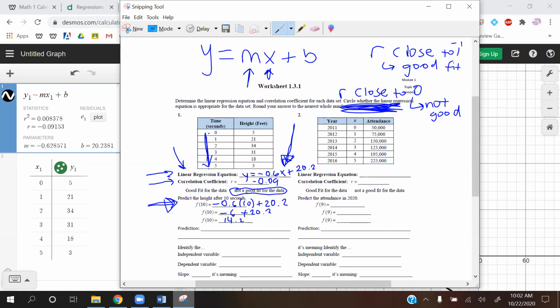So we're going to write that in a complete sentence, and don't forget that we want to round our answer to the nearest whole number, okay? That's in our instructions, so I'm going to round it to just 14. So the height after 10 seconds is 14 feet.